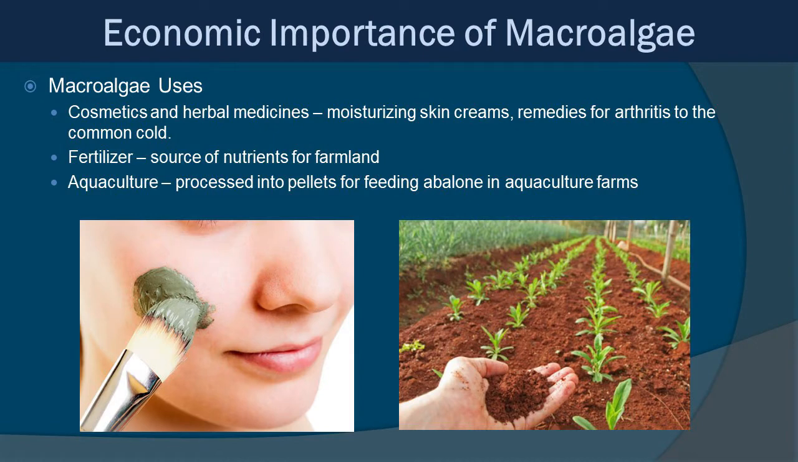Macroalgae aren't just used for food, they're used for other things as well. For example, from cosmetics and herbal medicines, we use them for moisturizing skin creams and remedies for things such as arthritis all the way to the common cold. We also use them in fertilizers, which means they are a source of nutrients for farmland. And in aquaculture, we process them into these little pellets for feeding various different organisms that we're growing, including abalone, which is a type of mollusk.